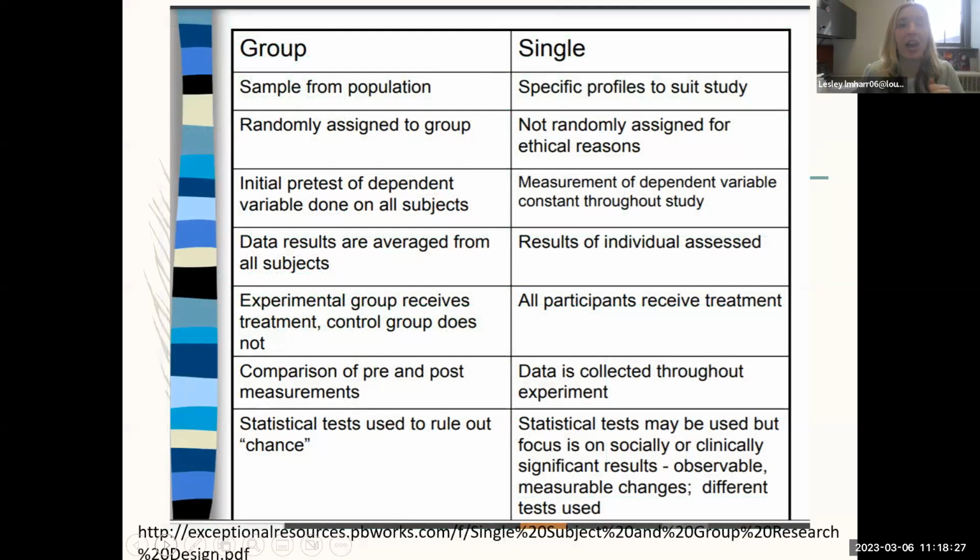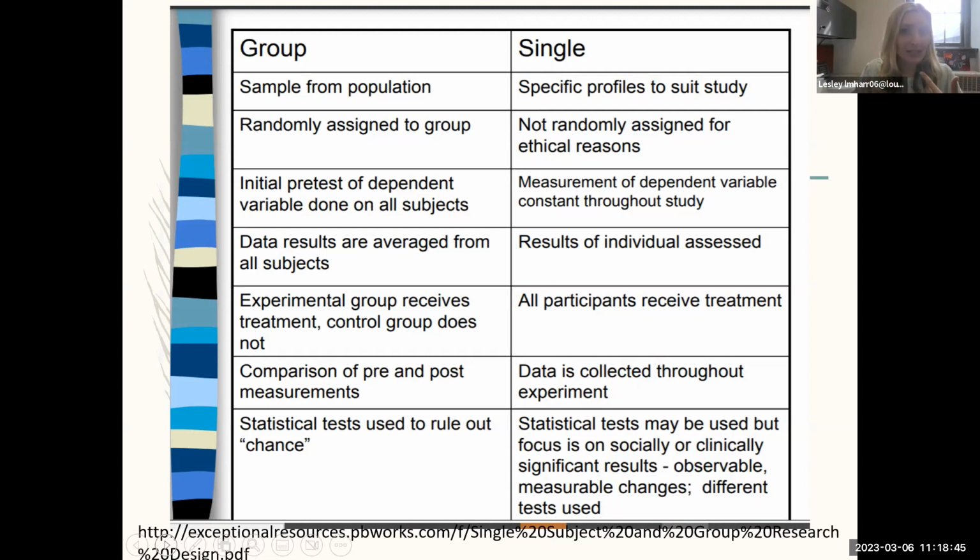Okay, so let's just hit on the highlights. We want to really choose if we were going to engage in a single system research design or a group research design. This chart does a great job of juxtaposing those two designs against each other so you can decide which one is best for you.